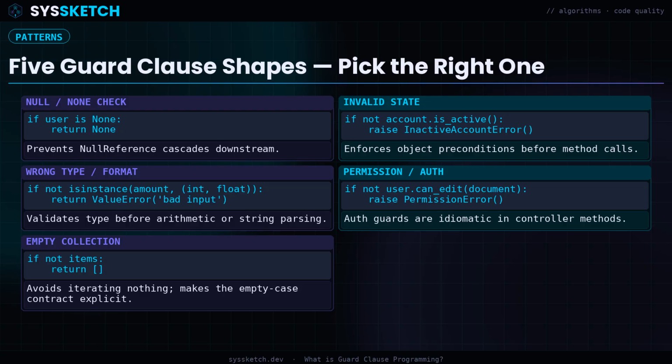Type or format check, if the value is not an integer or float, return, validates input before arithmetic or parsing. The permission check, if the user cannot edit this document, raise a permission error. Authorization guards are idiomatic in web framework controllers and service layer methods. And the empty collection check, if items is empty, return an empty list, avoids iteration over nothing and makes the empty case contract explicit to callers.